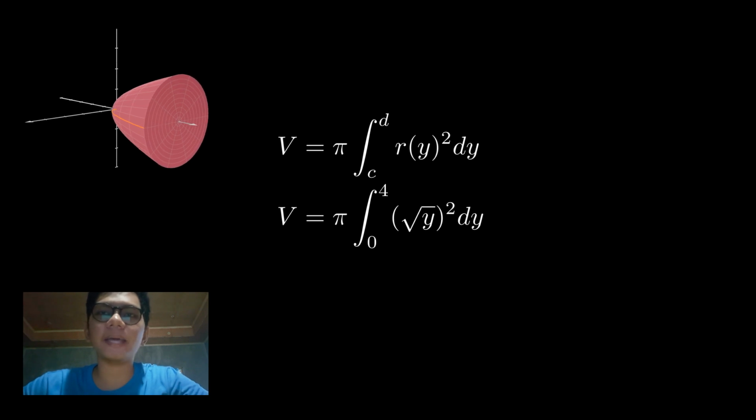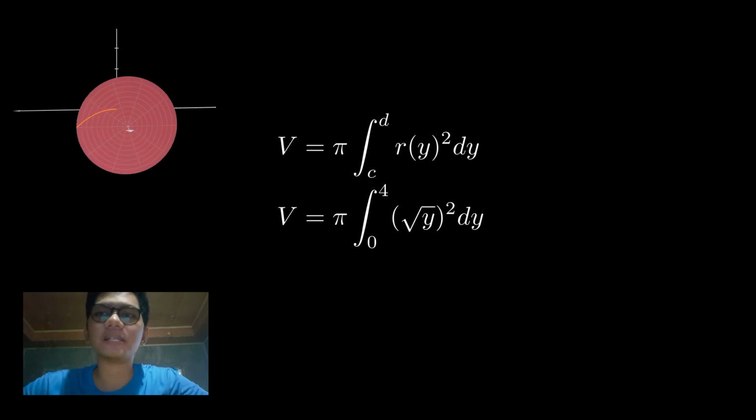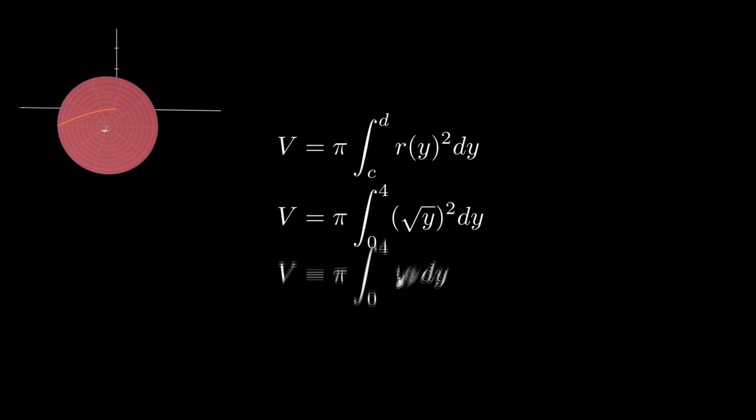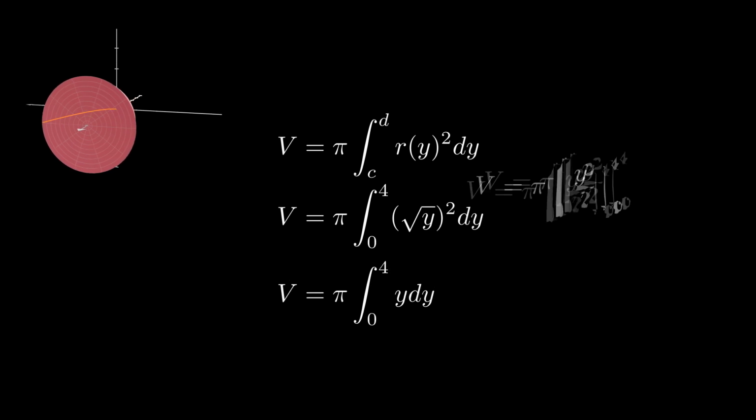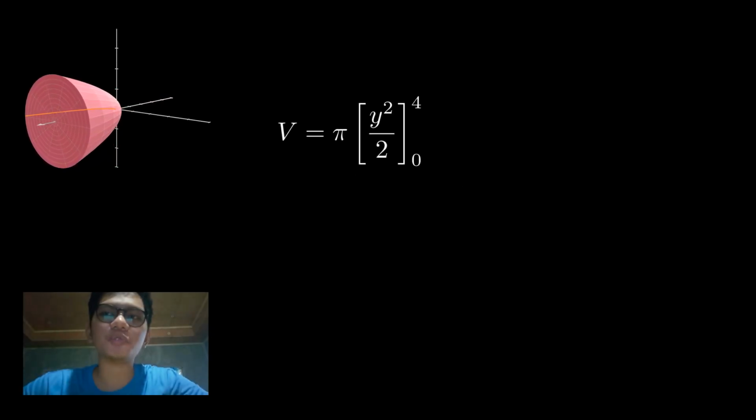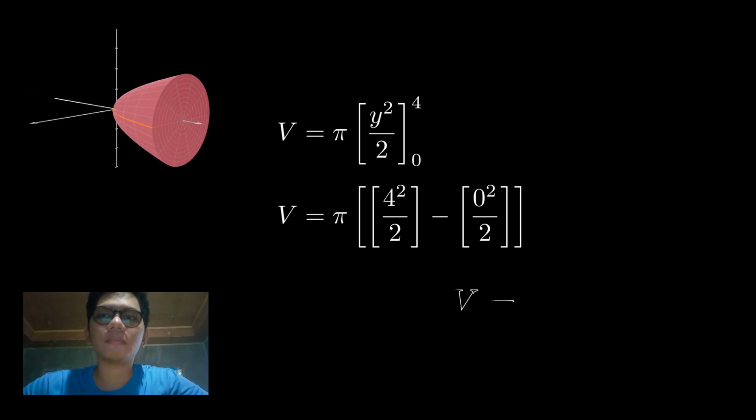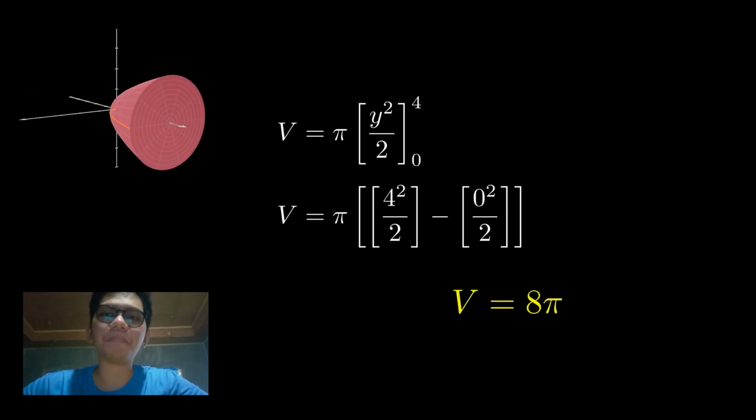V is equal to pi multiplied by the integral of the square root of y squared dy from 0 to 4. Simplify the formula like in the previous examples. And then we go into the usual definite integration process. There we have the answer, 8 pi.